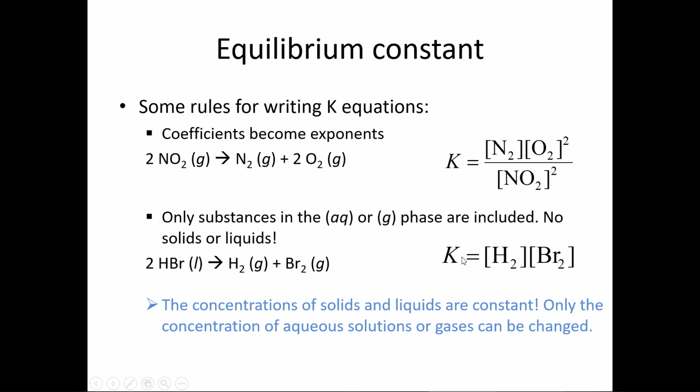We only include things in the gas phase or the aqueous phase. Alright, because those are the type of reactants or products where the concentration can change. If we have solids or liquids, their concentrations are constant and are related to their density. But gases and aqueous components can change concentration, so we only include those in the K equilibrium expression. So if we have 2HBr liquid forms H2 gas and Br2 gas, we only have H2 times Br2 for our expression. We leave off the HBr because it's a liquid.